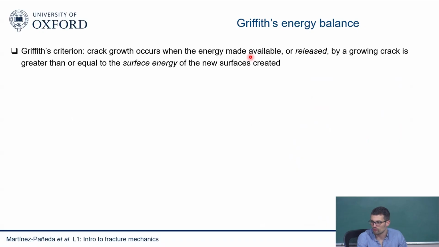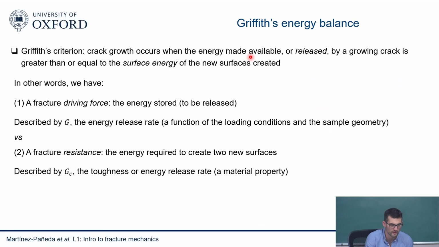So just to finalize, when it comes to Griffith's energy balance, what he concluded was that for the crack to grow, something needs to happen. The energy that is made available or released, the energy stored in the material, has to be equal to the surface energy of the new surfaces created. So basically you have two things. You have a fracture driving force, the energy stored in the material that is going to be released. This is described by G, the energy release rate, that is a function of the loading conditions and the sample geometry.